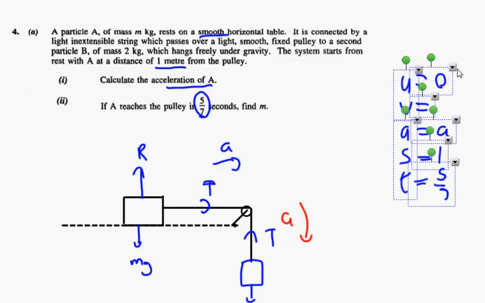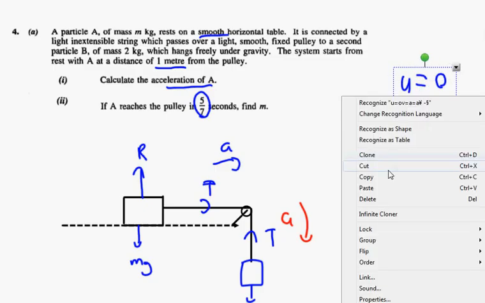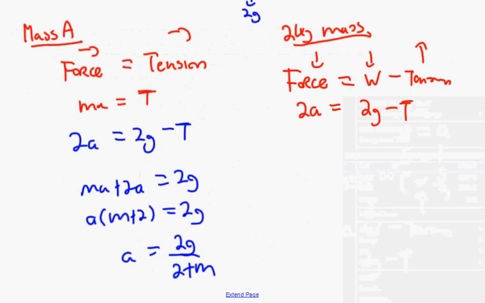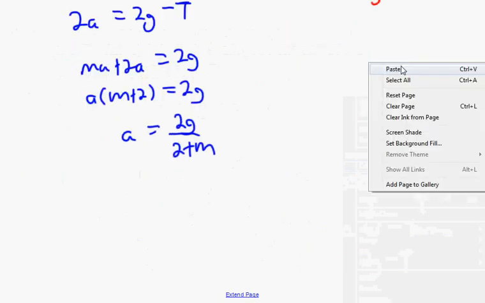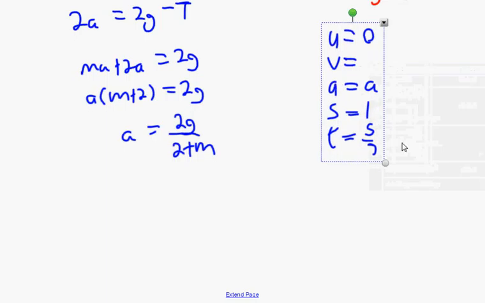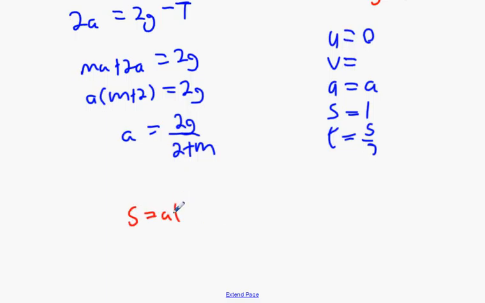What formula should I use? Anybody? Sorry, I still haven't heard a suggestion yet. What formula should I use given this set of data? s equals ut plus a half at squared sounds pretty good.